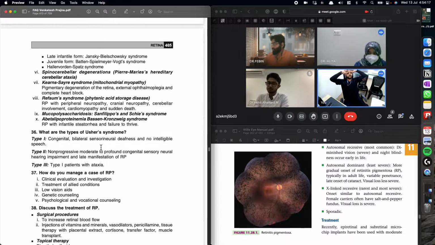Anywhere else, when you're talking about a rod dystrophy, cone dystrophy, dark adaptation, light adaptation, it's always ERG.